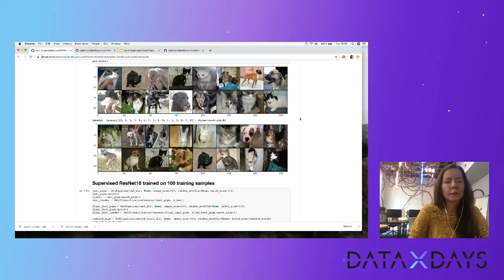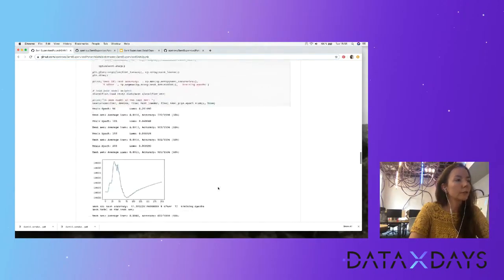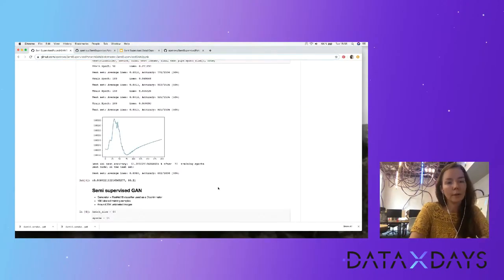I just wanted to pick some sort of standard architecture, which is, of course, overkill for 100 training samples, but I chose the ResNet 18 to be trained on these 100. And then I tested on a balanced test set, and the accuracy is 60%. So not much more than 50, but okay, that's unsurprising.